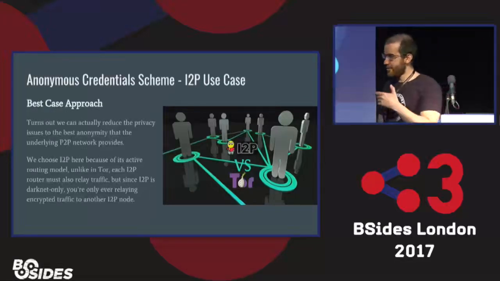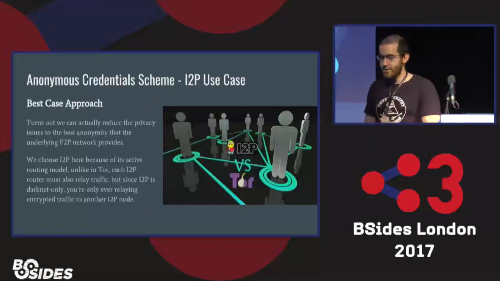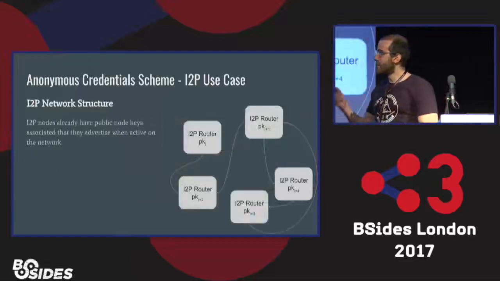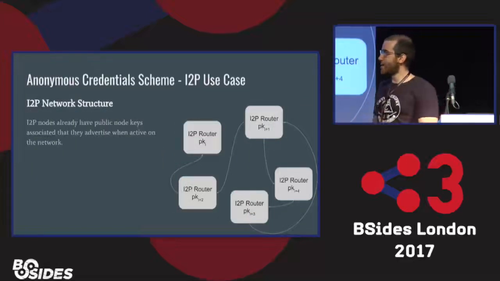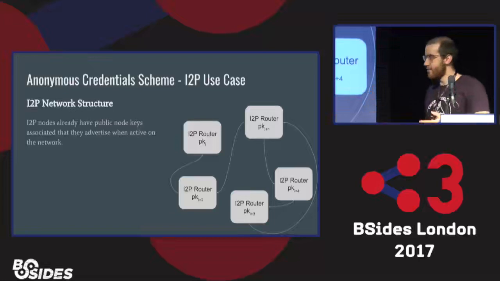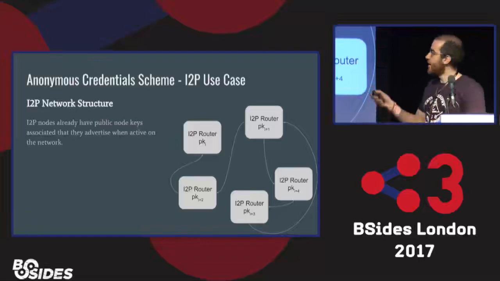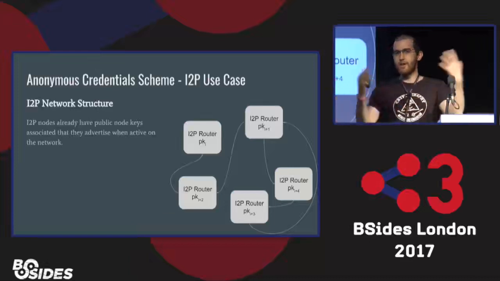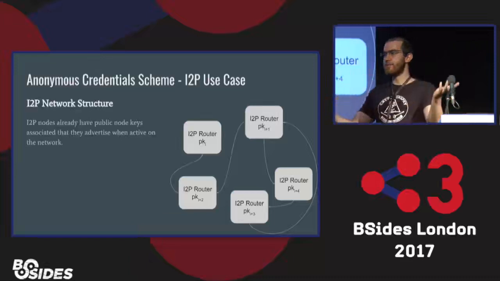But there's also a special property that allows us to use the scheme in the optimal approach: you just cannot participate in the I2P network unless you're also relaying other people's traffic. That's how they keep their indistinguishability. So I2P nodes already have public node keys that they advertise when active on the network. An I2P node is called an I2P router because it routes other people's packets. When I join the network, I broadcast: hey, I am node X with public key whatever. Please use me as a relay if you want.